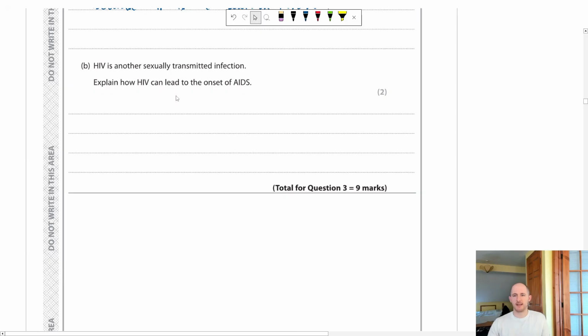HIV is another sexually transmitted infection. Explain how HIV can lead to the onset of AIDS. And again, this is another common misconception that HIV and AIDS are the same thing, or that AIDS is actually the disease. AIDS is not a disease, it's a syndrome. So HIV is human immunodeficiency virus. It is the virus that may lead to AIDS and generally does. But AIDS is acquired immunodeficiency syndrome.